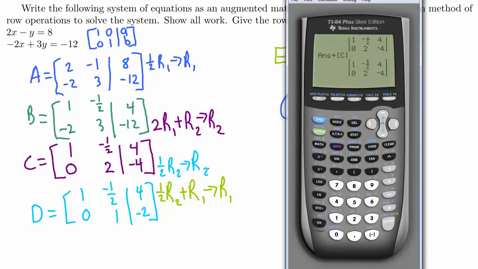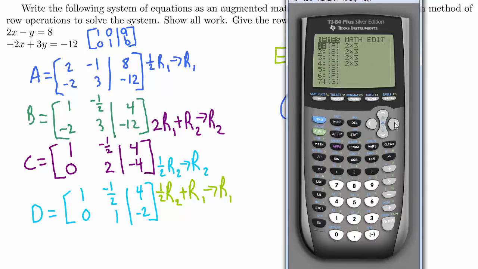Then do the next one, 1/2 row 2 gives you a new row 2. So matrix, write 1, star row because we're just multiplying. It's 1/2, matrix C, and row 2. Enter. Good. Store that into matrix D. Enter.